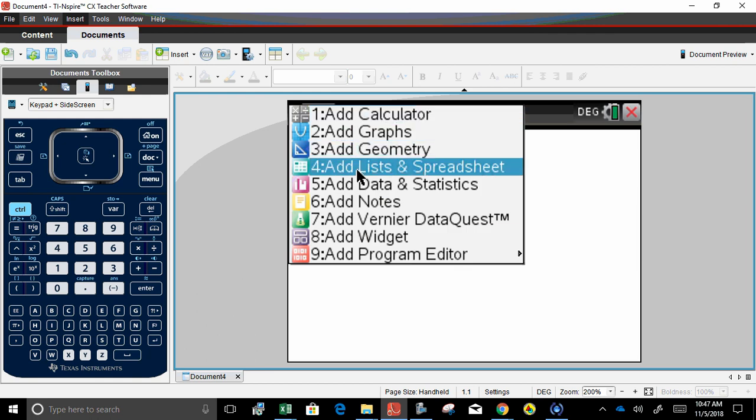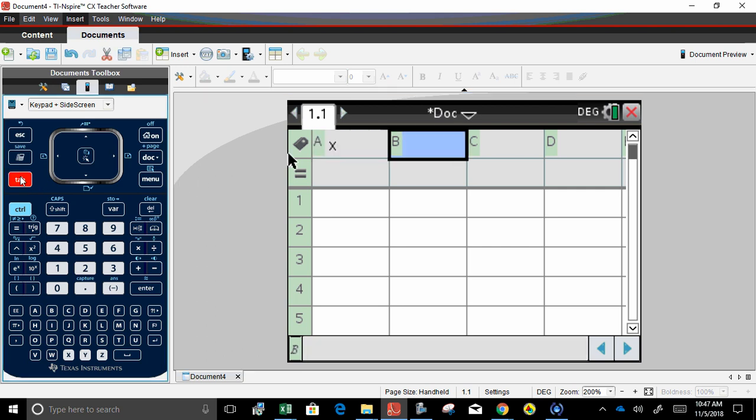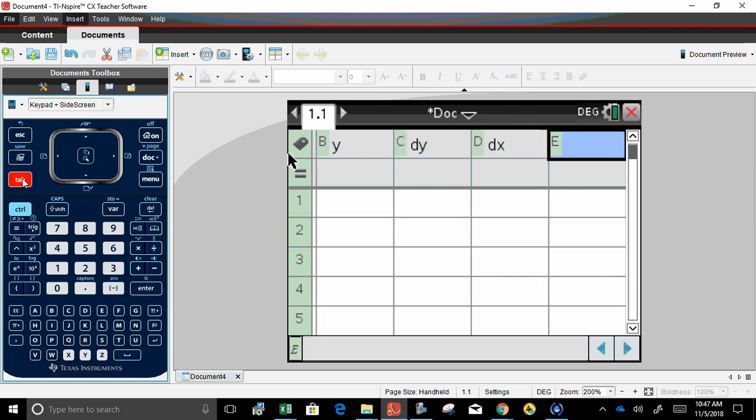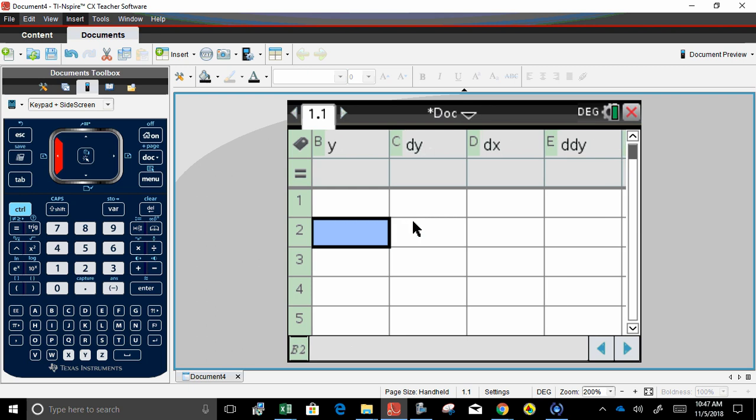And we're going to add a list. X, press tab, y, press tab, dy for the change in the output, dx for the change in the input, ddy for the change in the change in the output. That's known as the second difference. And then comratio, or common ratio, put together. And that's what I want to look at. And last, let us put model. Model is where we're going to write our function based on what we saw.